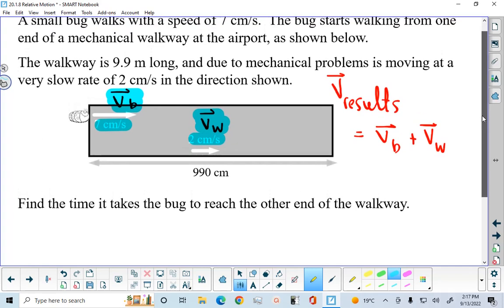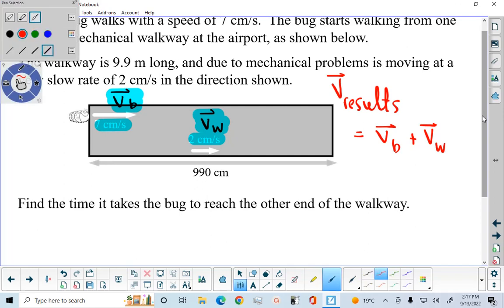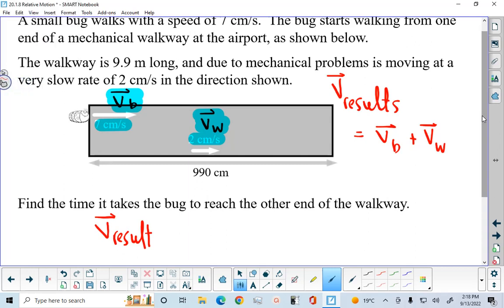So that means that the velocity that actually results, and I'm going to continue to use that concept of the total vector being what we call the resultant vector or the resulting vector, will be equal to 7 centimeters per second plus 2 centimeters per second, which means what the bug really does, resultant means what really happens, is it moves at 9 centimeters per second. And it's a pretty simple matter now to use speed equals distance over time.